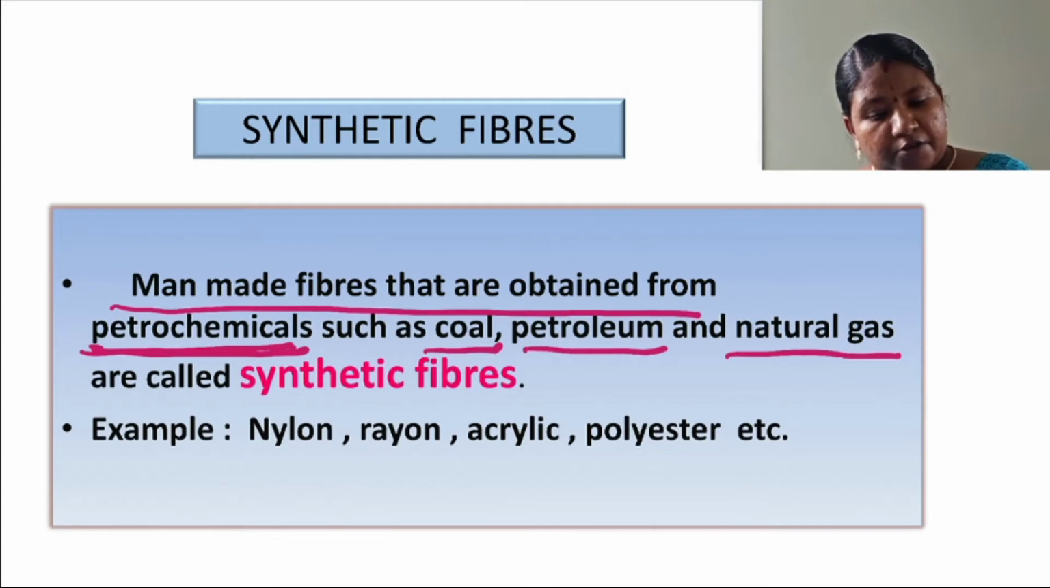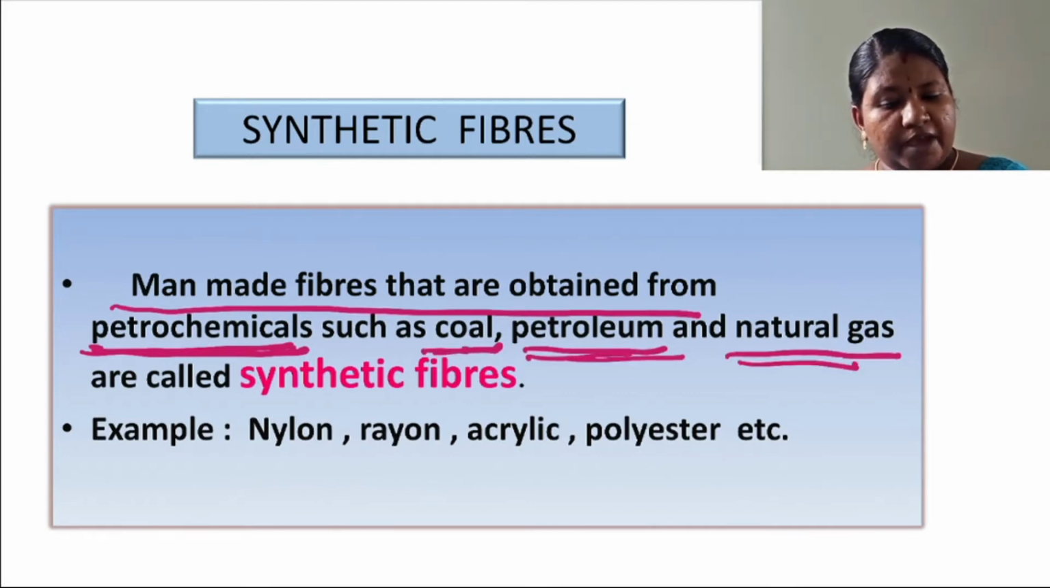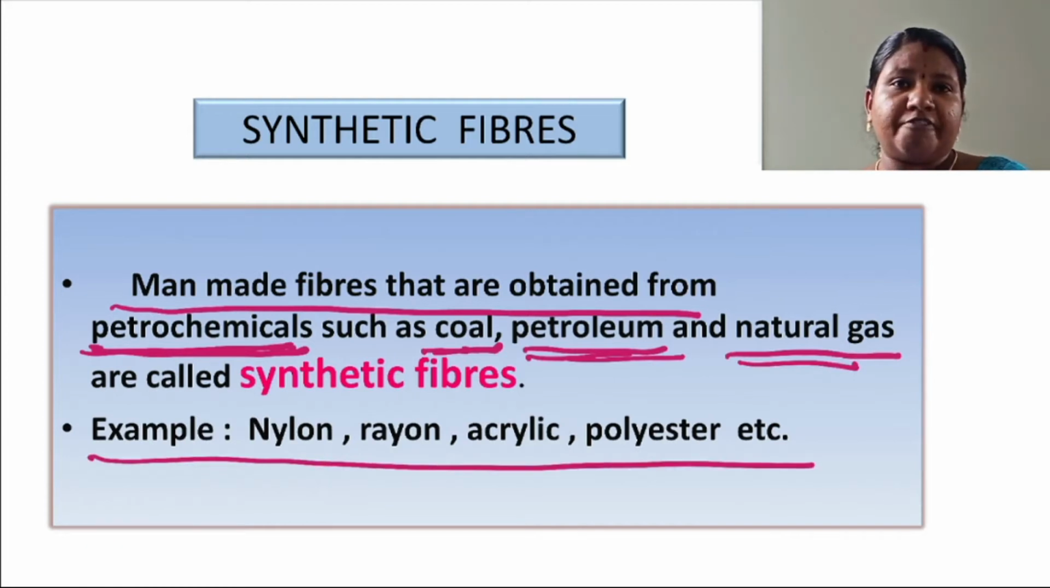Right. So, from that coal, petroleum and natural gas, we can manufacture synthetic fibers by using chemicals. Let us see some examples of synthetic fibers: nylon, rayon, acrylic, polyester, etc. So first we are going to see about nylon.